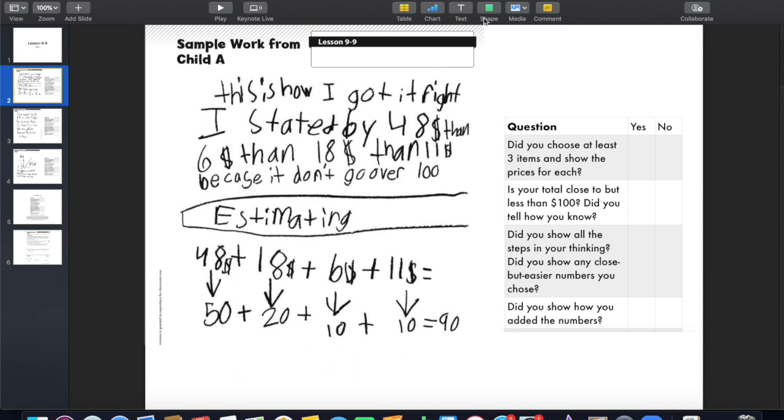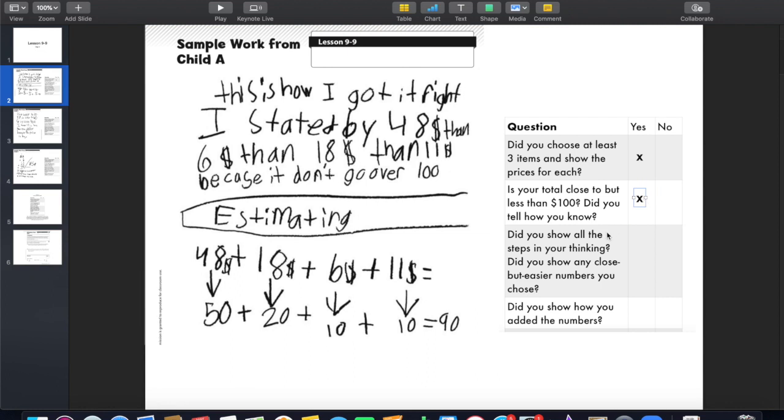So let's go through our checklist here and we'll kind of grade them and see how we think they did. Did they choose at least 3 items and show the prices for each? Yes, they actually chose 4 items and they talked about how much each of them cost. Did their total get close to but less than 100? Did they tell how we know? Yeah, I think 90 is pretty close to 100, so I think that's a good total for their estimating. They got pretty close, and they tell us how they know because they show us their estimating.